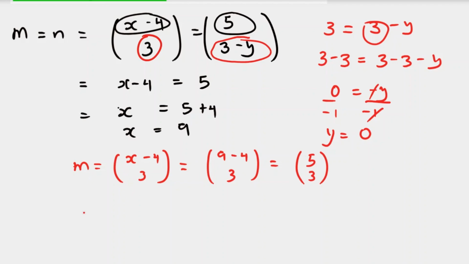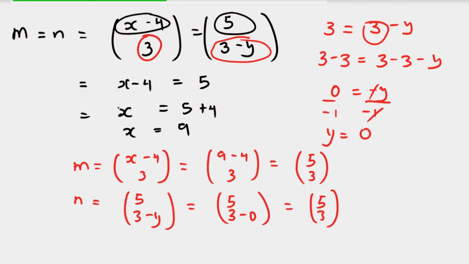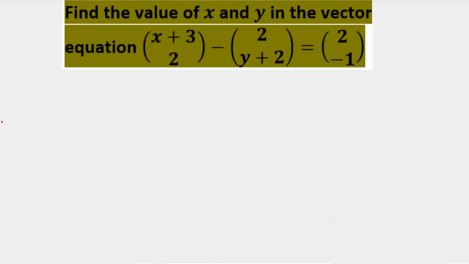Let's take the vector n. N also has components 5, 3 minus y. Now we just saw that the value of y is 0. So that's going to be 3. In place of y, I'm going to write 0. So it's going to be 3 minus 0, and that will give me 5, 3. So you see we are getting the same answers. That means that the vectors m and n they are equal. Okay, so let's get our next question solved.